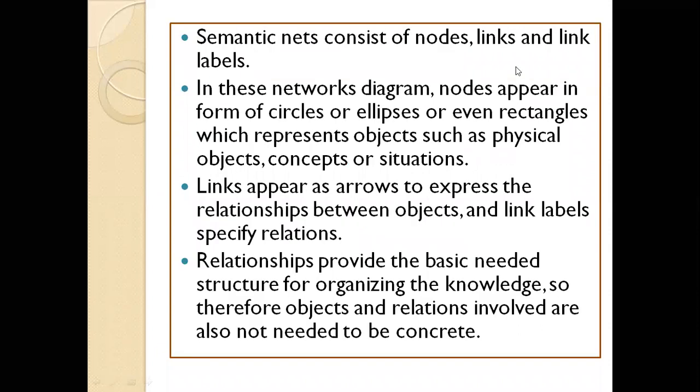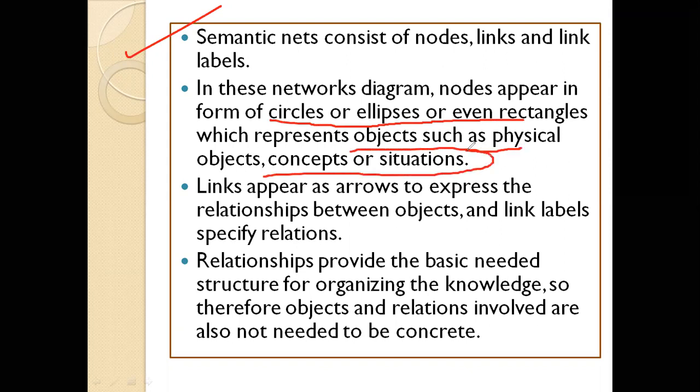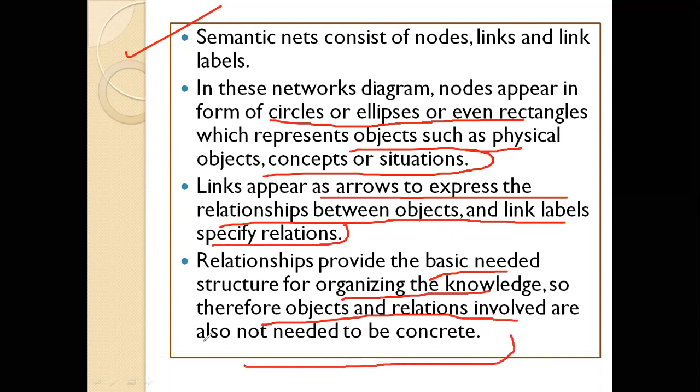So a semantic network consists of nodes, then you have links, and then link labels. In these network diagrams, the nodes appear in the form of circles or ellipses or even rectangles, which represent objects such as physical objects, concepts or situations. Don't worry, when you see the example, these things will be clear to you. Links appear as arrows to express the relationship between objects, and link labels specify the relations. Relationships provide the basic structure needed for organizing the knowledge. Therefore, the objects and relations involved do not need to be concrete. So this is about the semantic network, right?